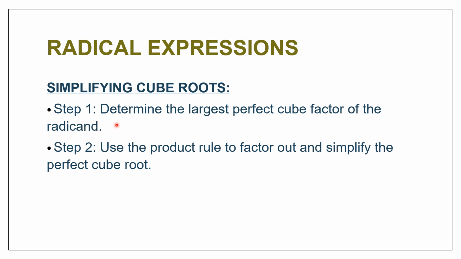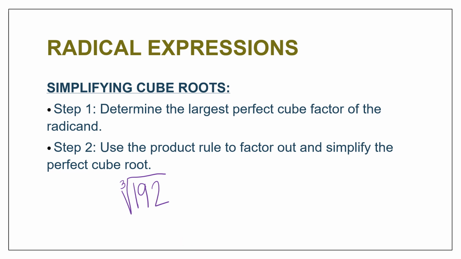All right, so step one is to determine the largest perfect cube factor of the radicand. In more simplified terms, say you had something like the cube root of 192. You would ask yourself, what two numbers are going to multiply to give me 192, one of which is a perfect cube?